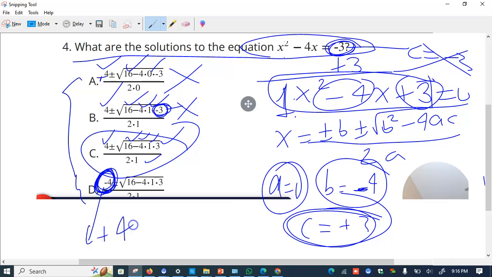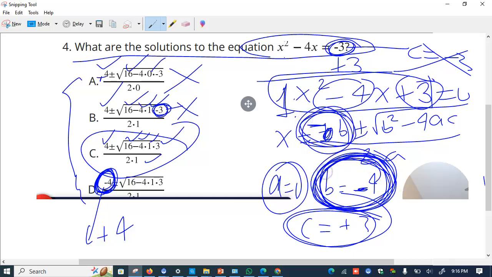This should have been +4 and not -4 because B is -4. And you can see in the formula it's minus b there, minus b. It means it has to be the opposite of -4, which should have been +4. Everything looks good here, this and this, except this is the mistake.